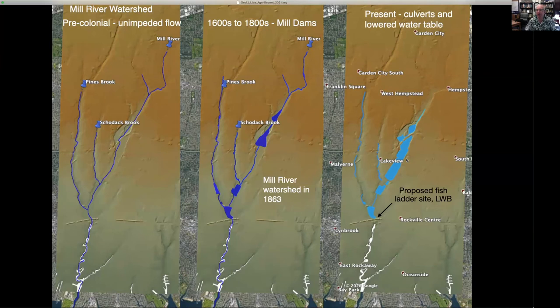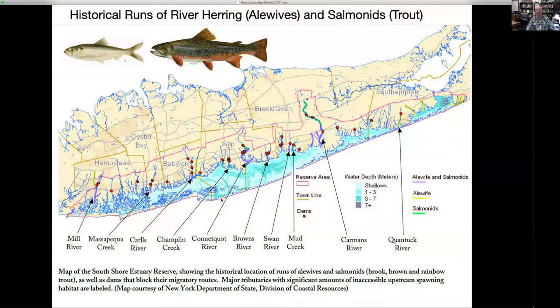And when we built these dams and these culverts, we basically prevented these fish from doing what they naturally do. And so we prevented them from successfully reproducing. So there are lots of historical runs of what are called river herring and different types of salmonids, Atlantic salmon and different types of trout. And many of these historic runs, where fish would return upstream every year to reproduce, are now blocked. And this has had a big impact on these fish populations.